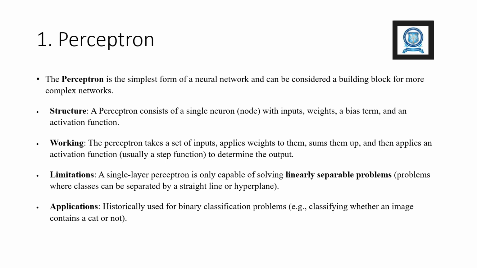First model, perceptron. The perceptron is the simplest form of a neural network and can be considered a building block for more complex networks. Structure. A perceptron consists of a single neuron with inputs, weights, a bias term, and an activation function. Working. The perceptron takes a set of inputs, applies weights to them, sums them up, and then applies an activation function to determine the output.